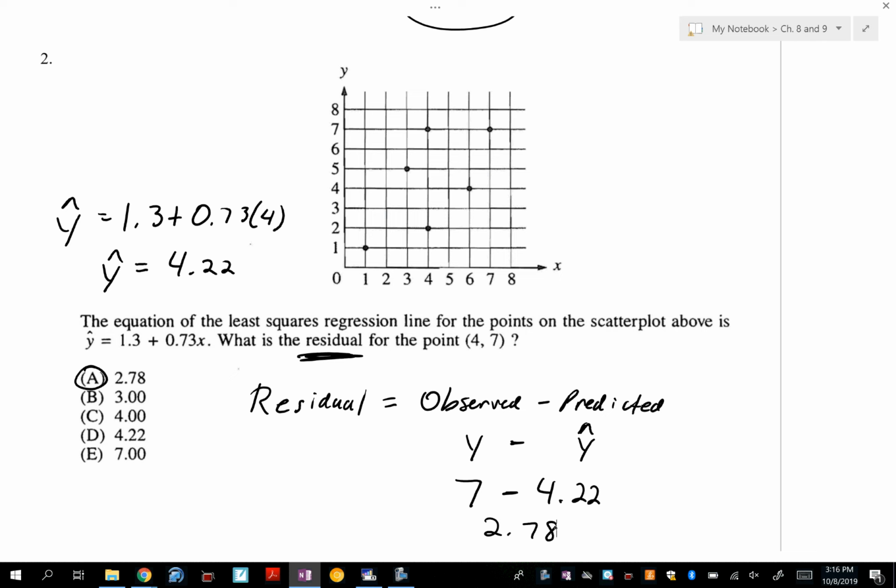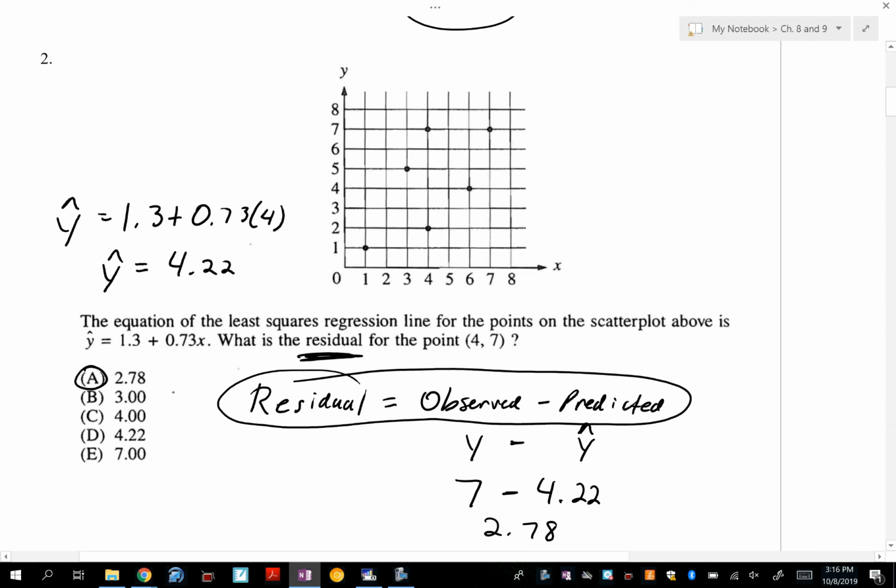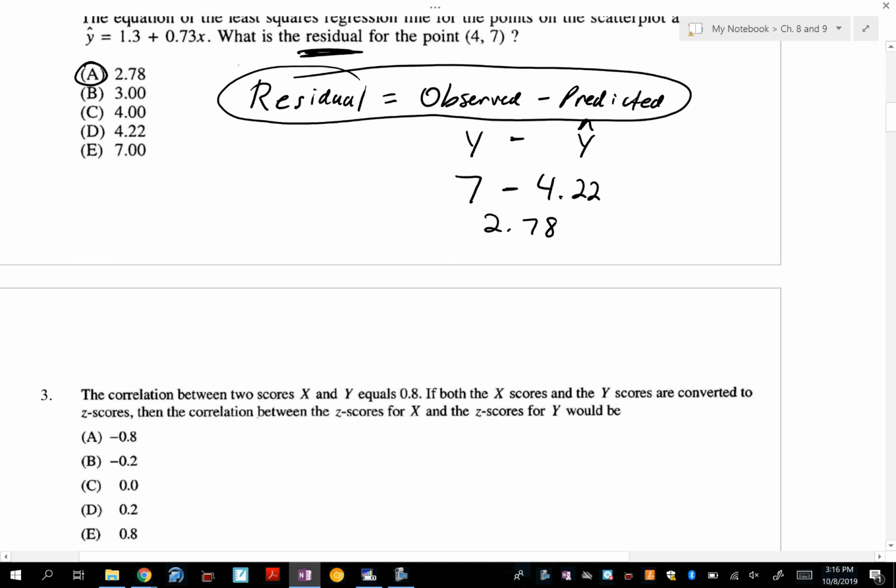Any questions before I go on to number 3? The key thing to remember from number 2 is to memorize this equation. Memorize that. Commit it to memory. Okay, number 3.